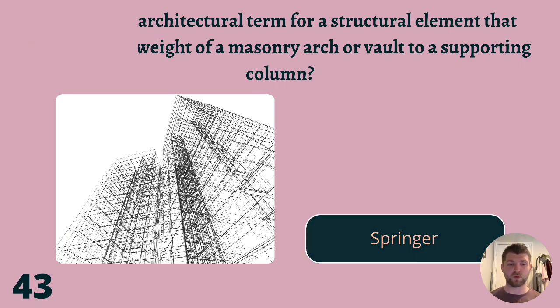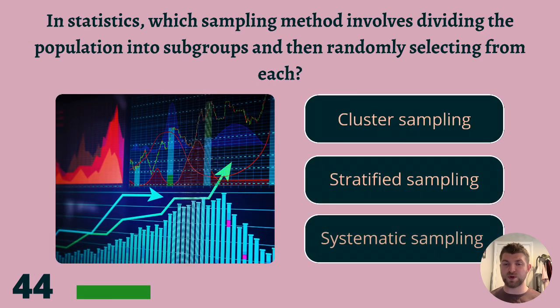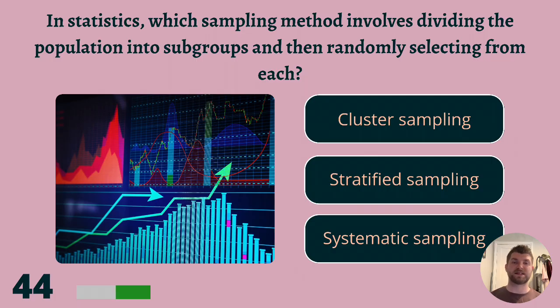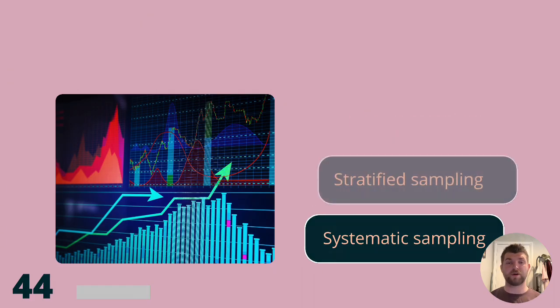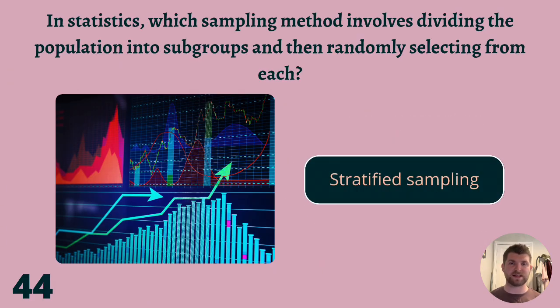Question 44. In statistics, which sampling method involves dividing the population into subgroups and then randomly selecting from each? Cluster sampling, stratified sampling, or systematic sampling? The correct answer is stratified sampling.